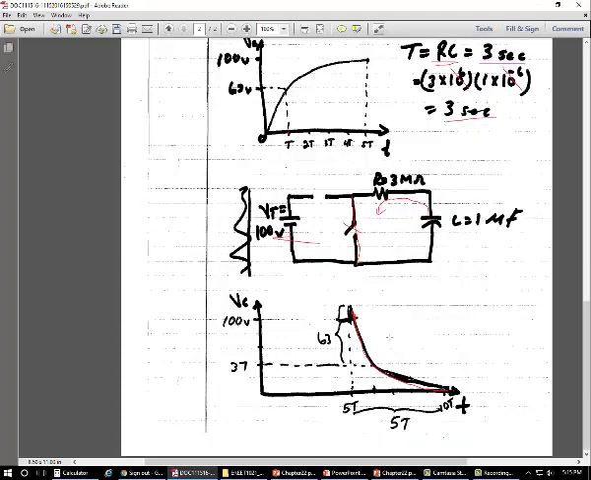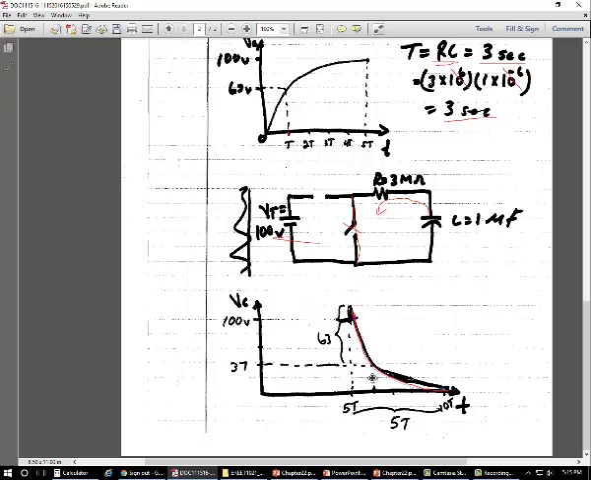Okay, and when it discharges, the same thing happens. So it will be fully charged. We close the switch right here, then the capacitor starts discharging through the resistance, and it will discharge at this rate until it gets to 0.